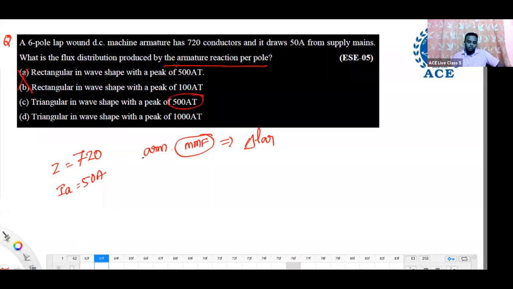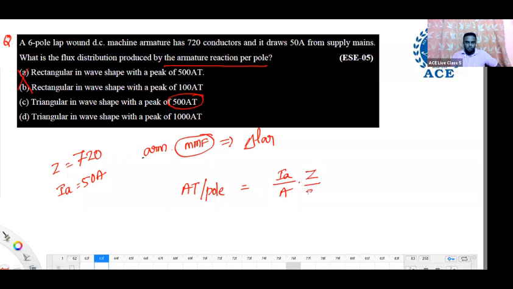Armature reaction per pole means it is ampere turn per pole we need to calculate. So what is the ampere turn per pole? What is the current in each conductor? Try to remember winding diagram, lap and wave winding. Current in each conductor is Ia by A. That is the current in each parallel path or each conductor. Both are the same.